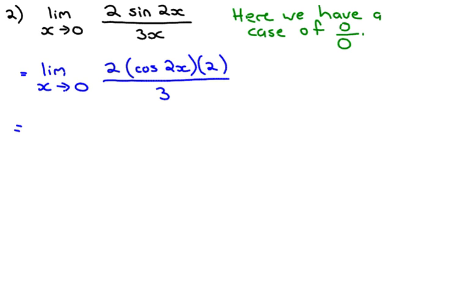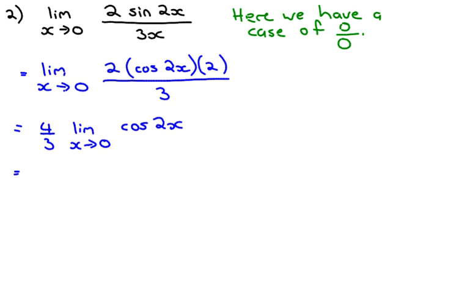So what I can do when I find a limit is I can take out a constant. 2 times 2 gives me 4. I can take that out and I can take the 3 out. So I've got 4 over 3 because the constants don't impact my limit. Limit as x tends towards 0 of cos 2x.